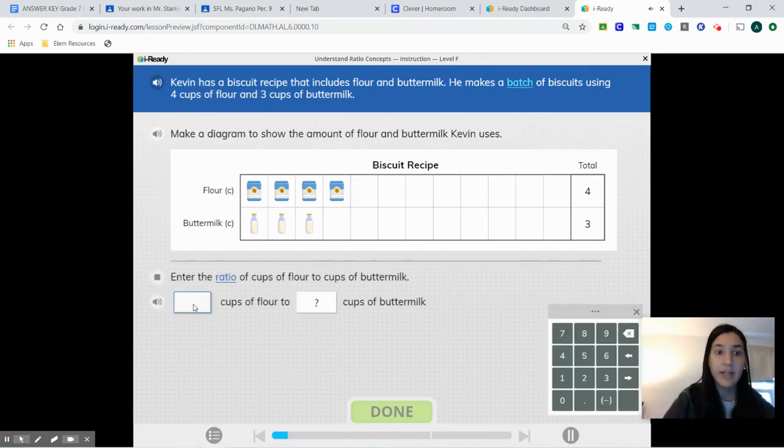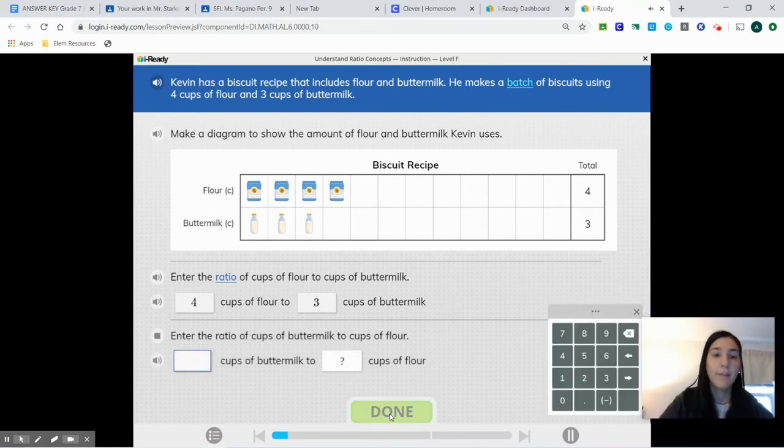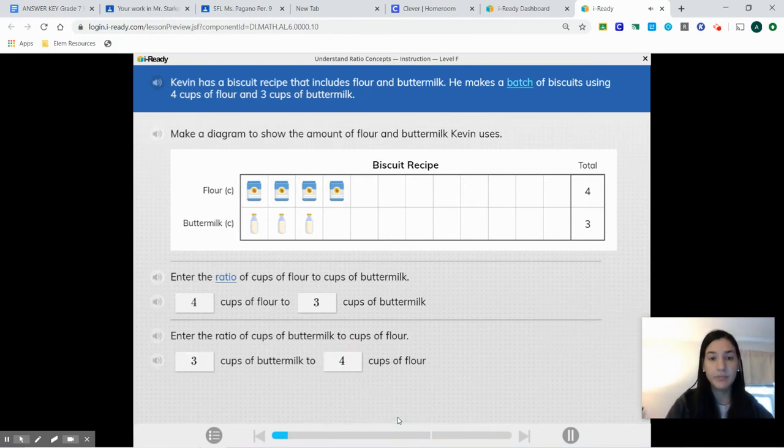Now we want to write that as a ratio. Cups of flour to cups of buttermilk. So again, we see we have 4 cups of flour to 3 cups of buttermilk. Enter the ratio of cups of buttermilk to cups of flour. So now we're just going the other way. So we have 3 cups of buttermilk, 4 cups of flour. These ratios compare one ingredient to another in the recipe.